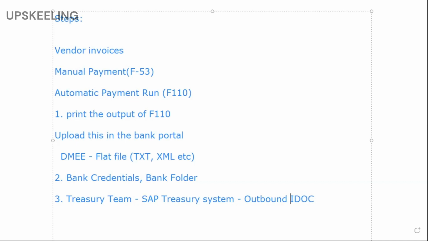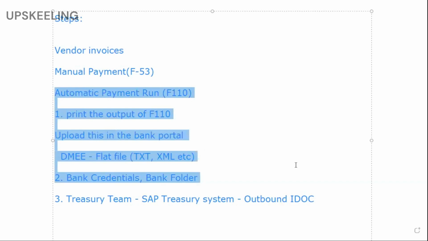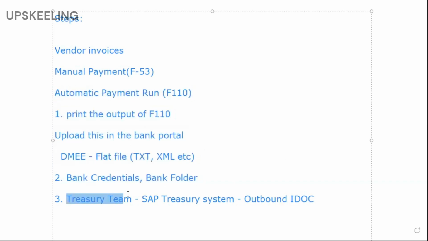So when you execute the F110 program, you are not going to share any details with the bank. You are directly sharing them with the treasury team here. The treasury system will receive the outbound details. Then they will make the payment.